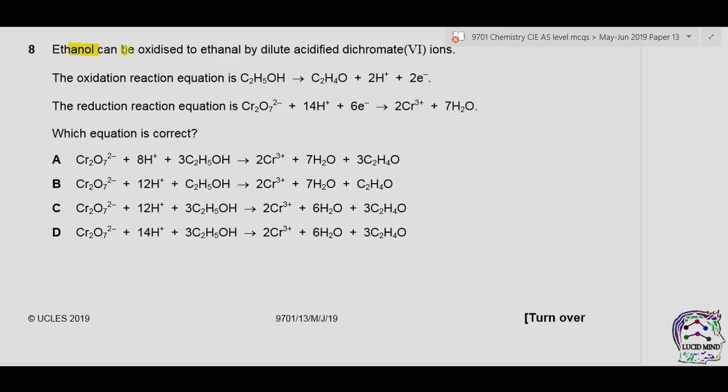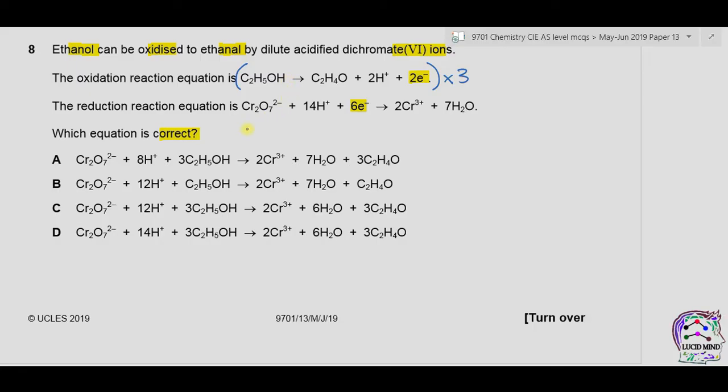Question 8. Ethanol can be oxidized to ethanal by dilute acidified dichromate(VI) ions. The oxidation reaction equation is this one. The reduction reaction equation is this one. Which equation is correct? As we can see, in oxidation 2 electrons are lost, while in reduction 6 electrons are gained. So in order to balance these equations, the number of electrons lost must be equal to the number of electrons gained. So we can multiply the first equation by 3 to make it 6 electrons.